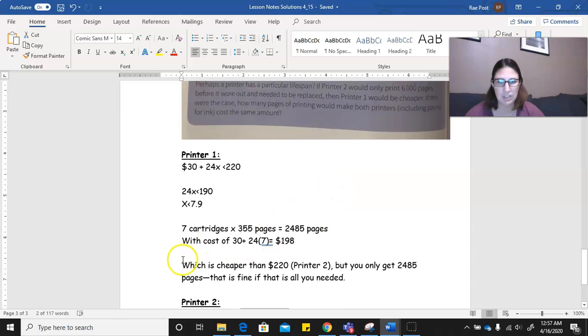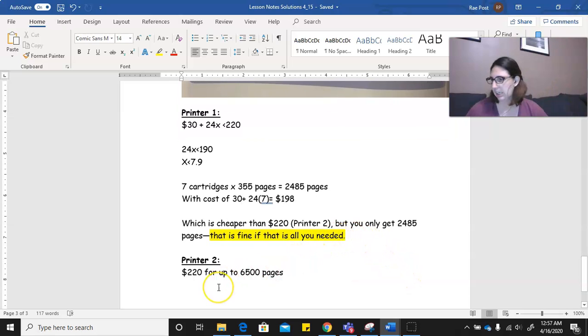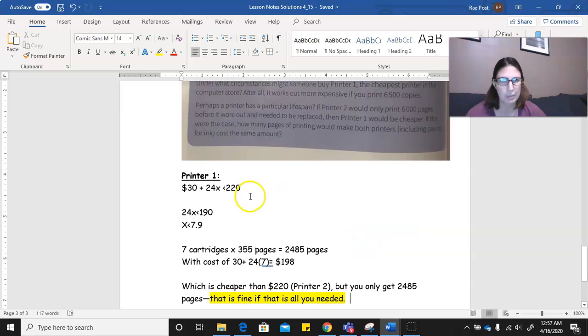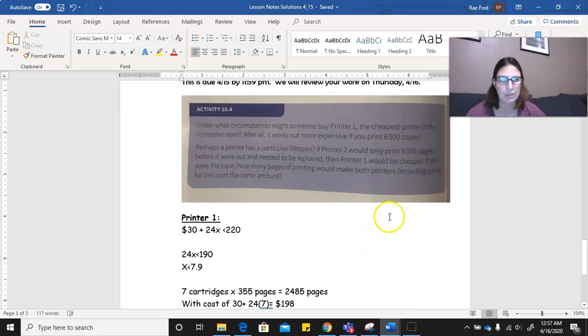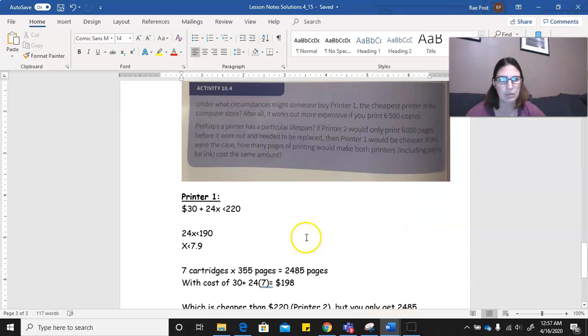The only thing I could think of, we know it's cheaper, but here's the clincher: that is fine if that is all you need. Some of you are really good at coming up with different scenarios and alternative explanations, but that's my alternative explanation. If that's all you need and you're on a budget and you don't have $220, you only have about $200 and you really can't go over it, and you don't ever need to print again, it's just for a project, well, there you go. That's the only scenario I could think of, and that's what I was thinking about for this first part.